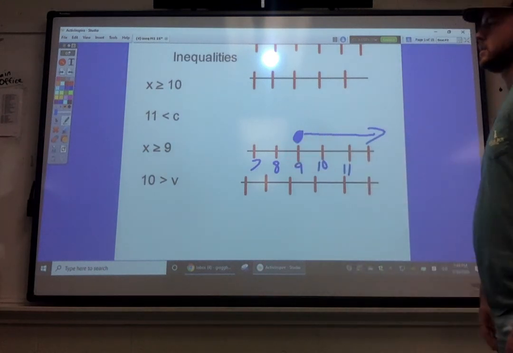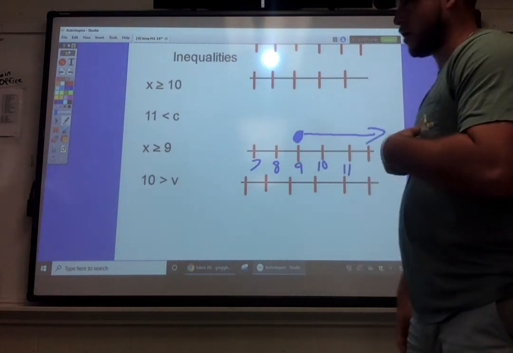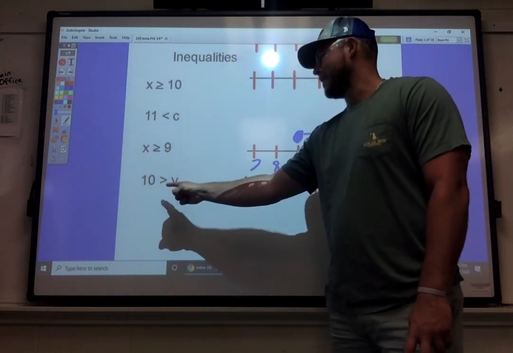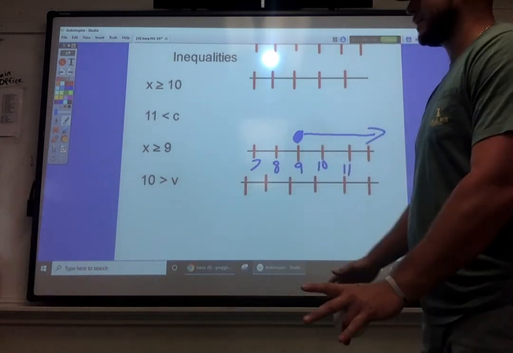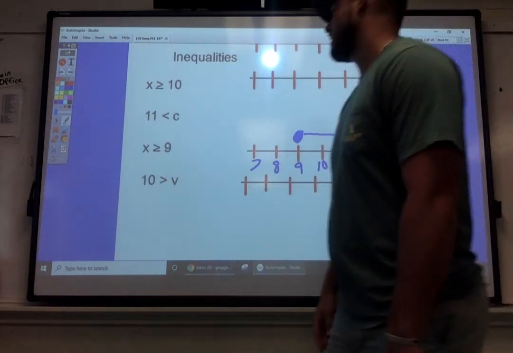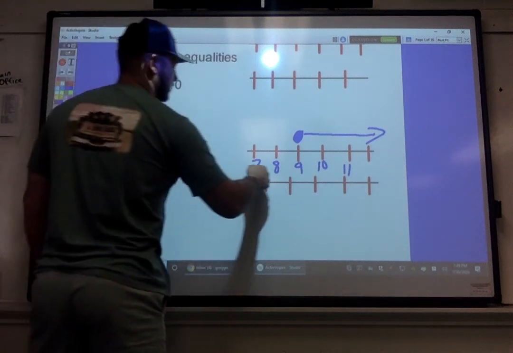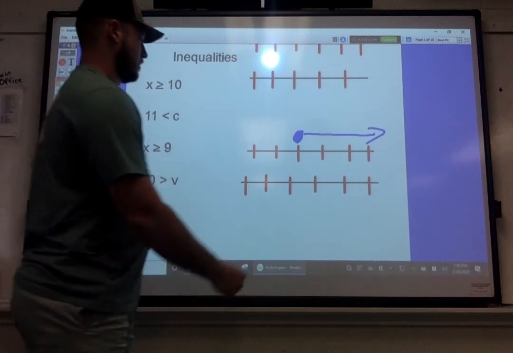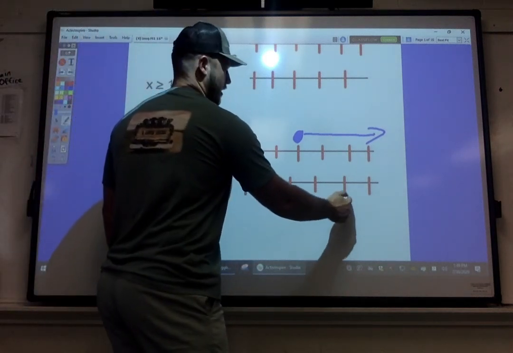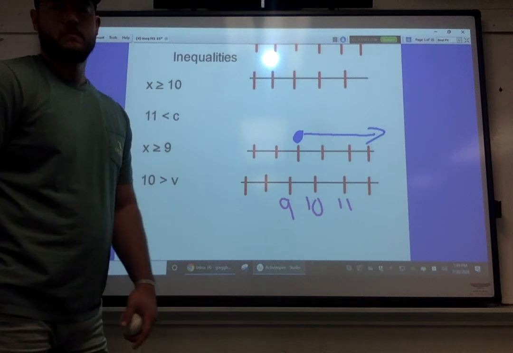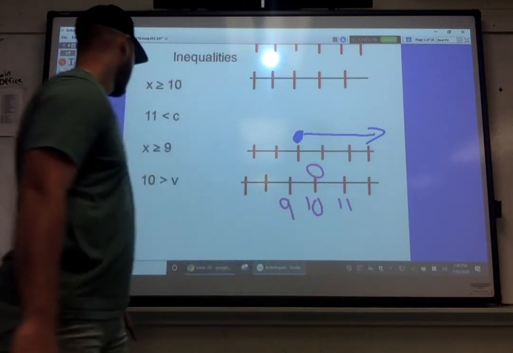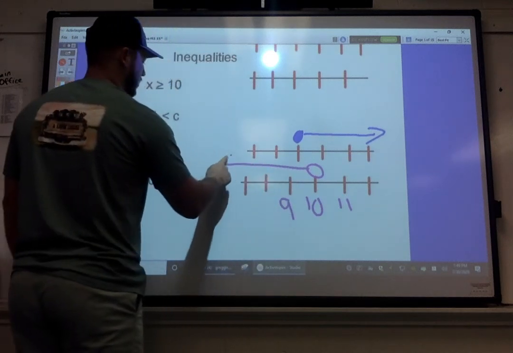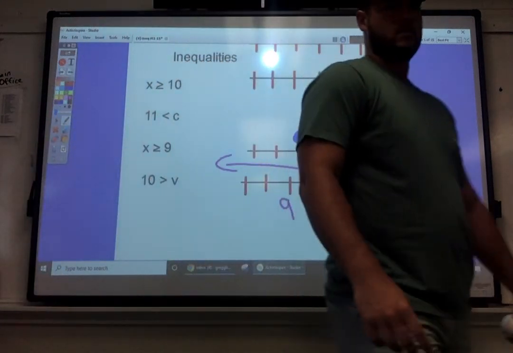The bottom one here, again, I like to start with my variable. So I'm going to start with my V. V is less than 10. We're not including 10, so we know that means that we have an open circle. Make some room here. We've got an open circle. We'll draw our 10, 11, 9. So open circle. V is less than 10. Smaller numbers are to the left. So we graph another inequality.